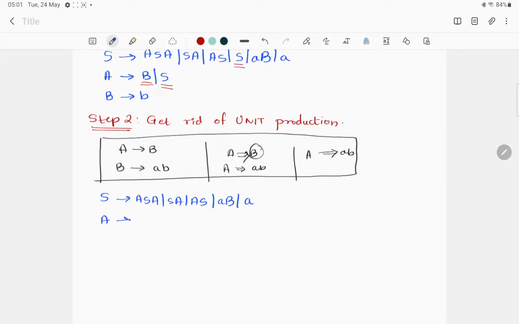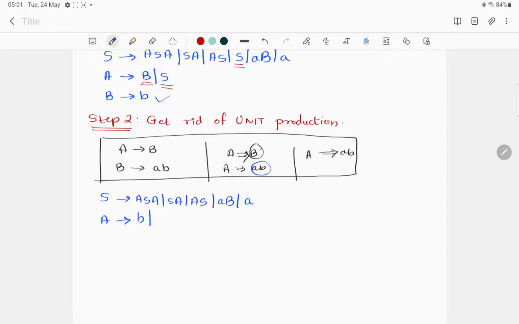I'll write down A giving, instead of B I'm writing all the productions of B. So what B is giving us is small b, right? So I'll say A giving B, small b. Okay, now I'm done with that. Now A giving capital S.